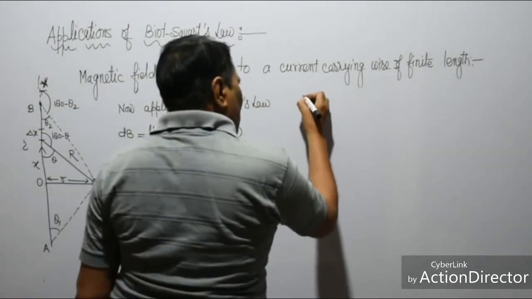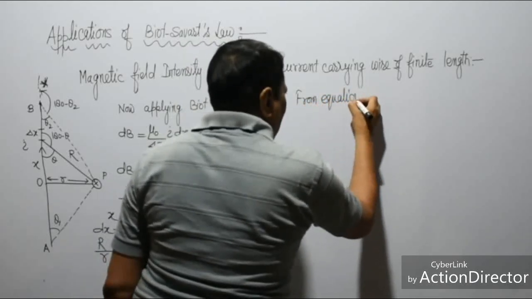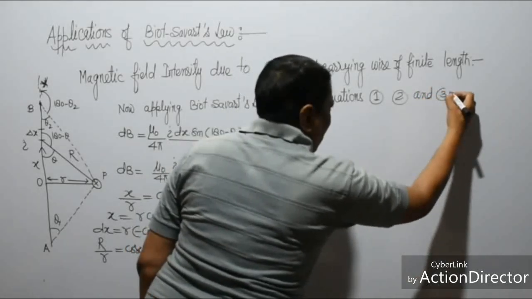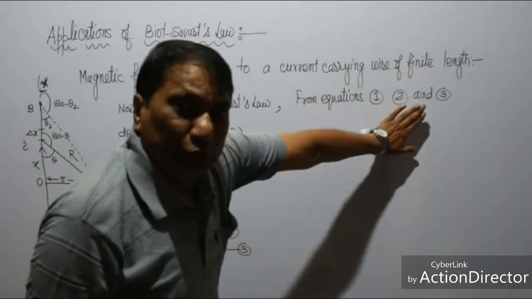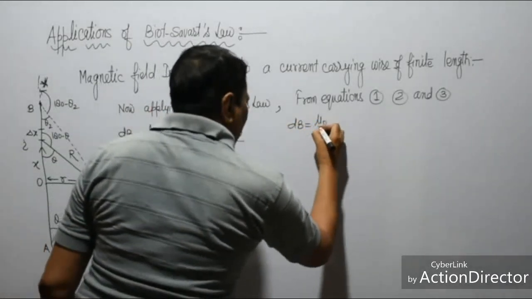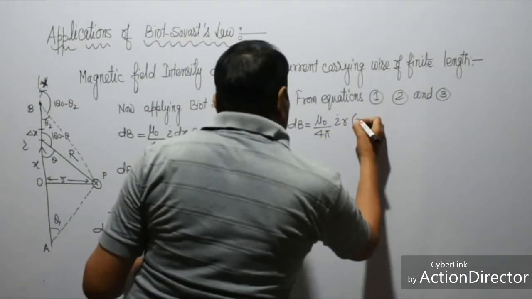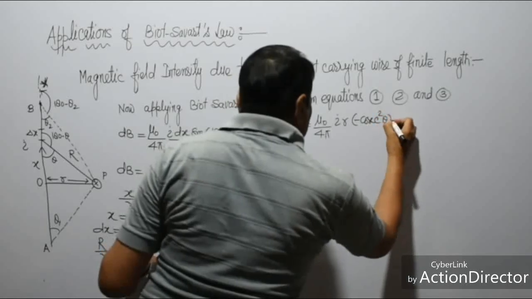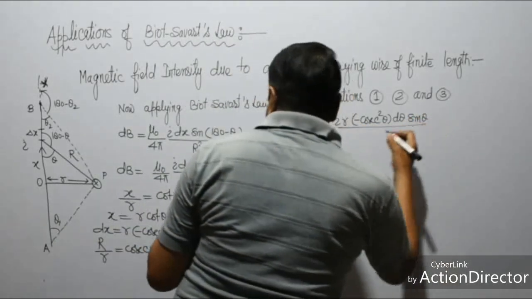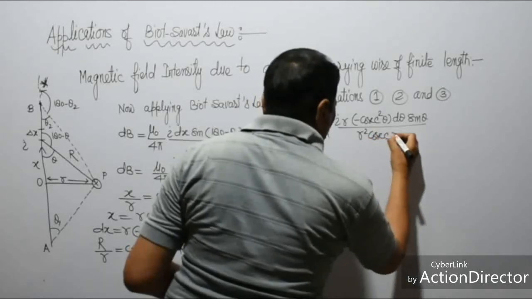So now from equations 1, 2 and 3, we have dB is equal to mu 0 upon 4 pi I. Dx is replaced by small r into minus cosec square theta d theta, and this sin theta is intact, divided by capital R square, which is equal to r square cosec square theta.